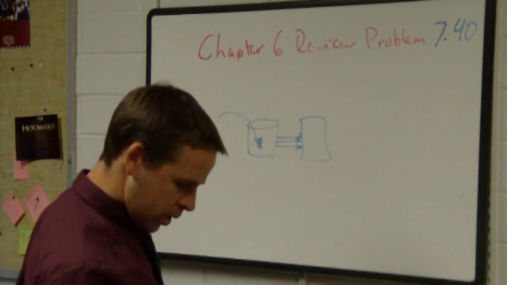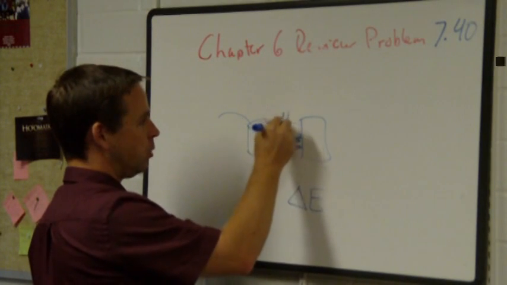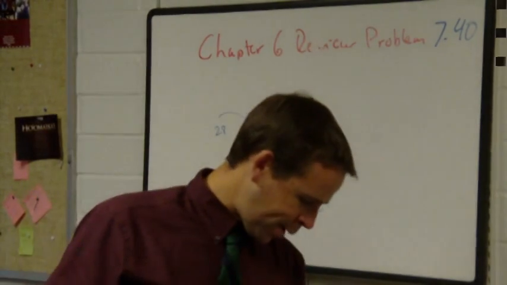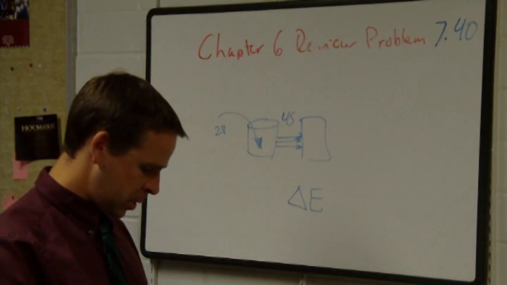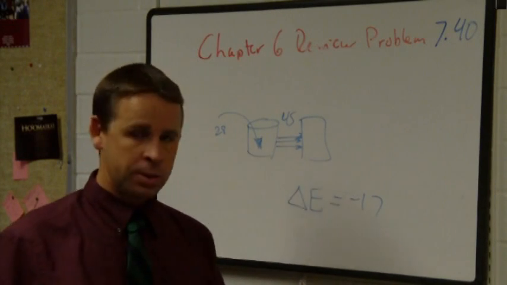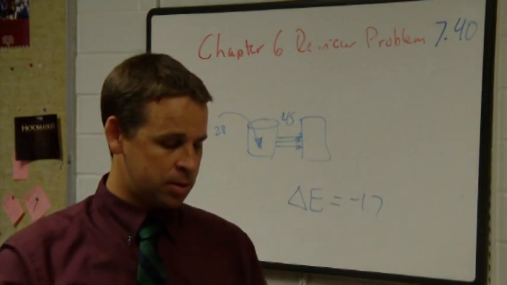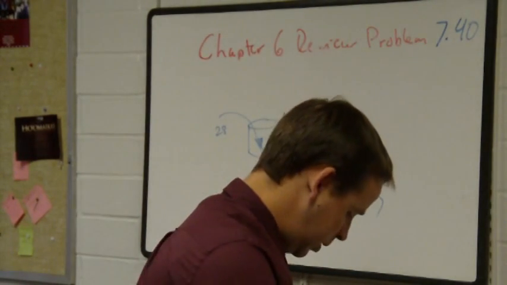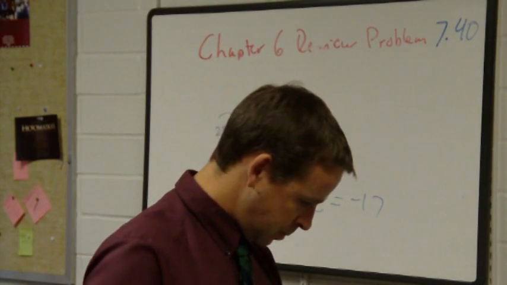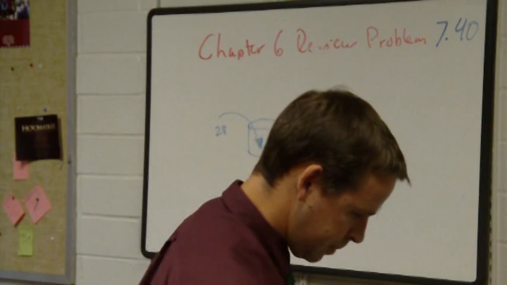So what is the value of delta E, the change in energy? Well, 45 went out and 28 came in. So that's 28 plus a negative 45, so that's a minus 17. When you read these problems, you have to look: is the work being done by the system on the surroundings or vice versa? So 740 should be a negative 17. It's negative 17 joules.